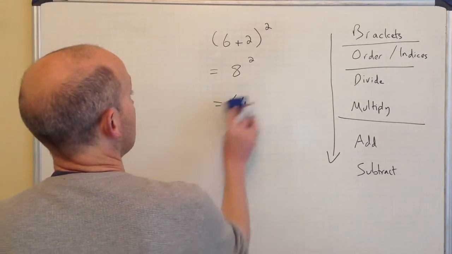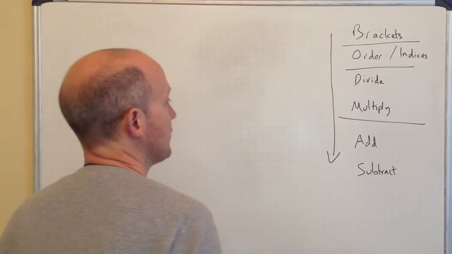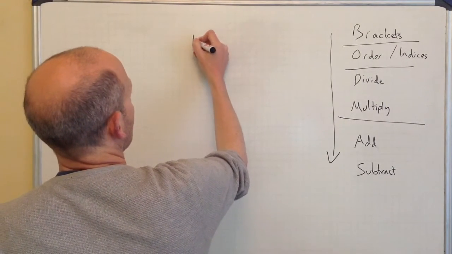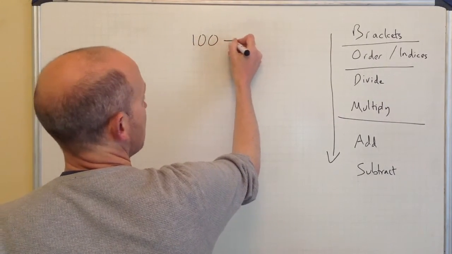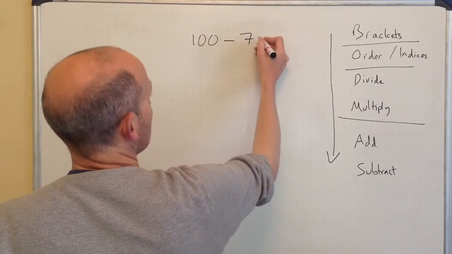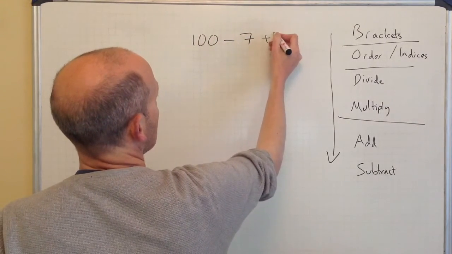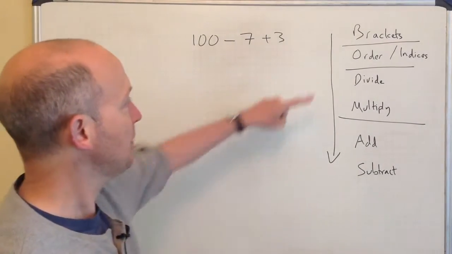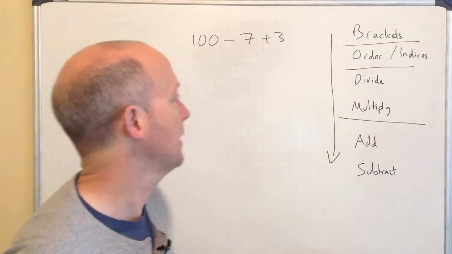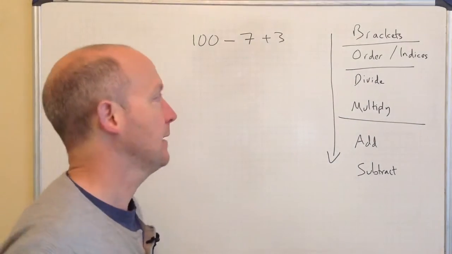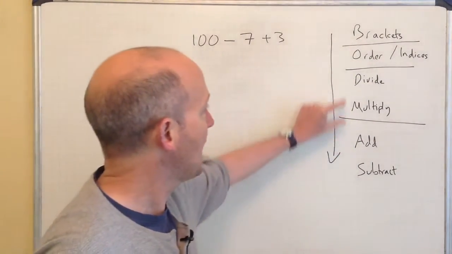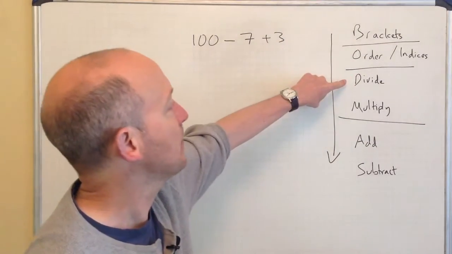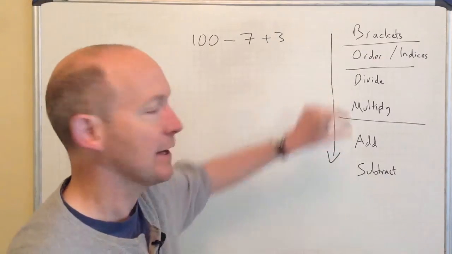Okay, let's try one more. Okay, let's go for 100 minus 7 plus 3. Now here's where a little confusion can come about. Notice I put these lines here across like that. What I'm trying to suggest with that is that divide and multiply and add and subtract aren't, it's not that divide, if you like, beats multiply or add beats subtract. These are, if you like, on the same level.